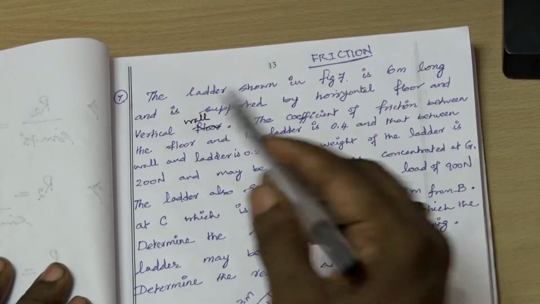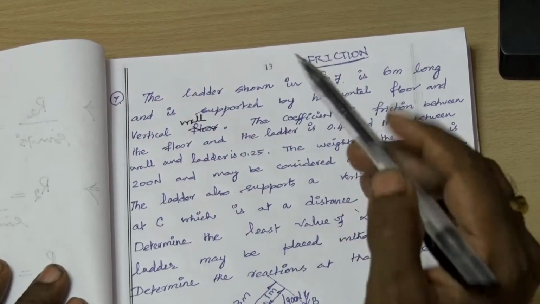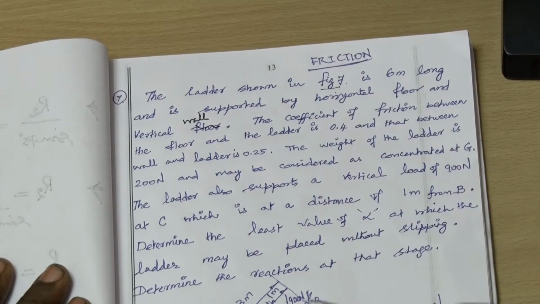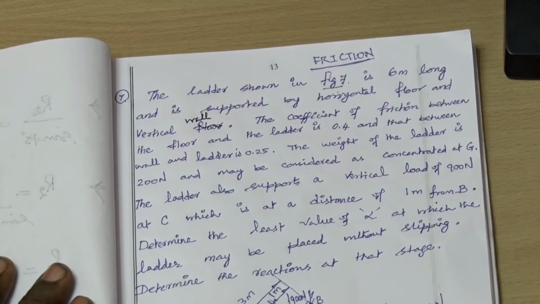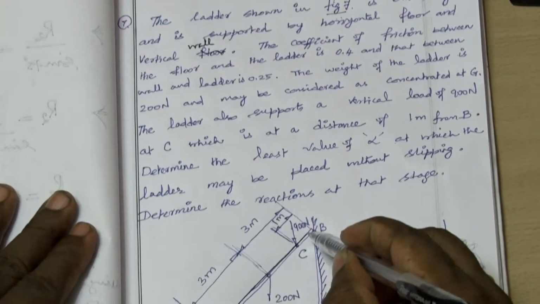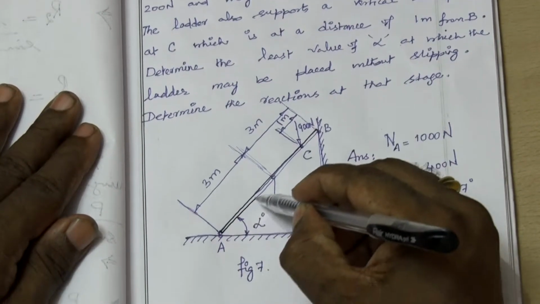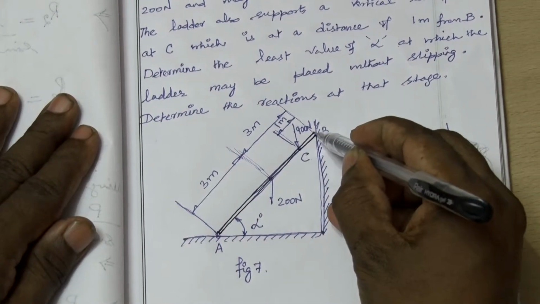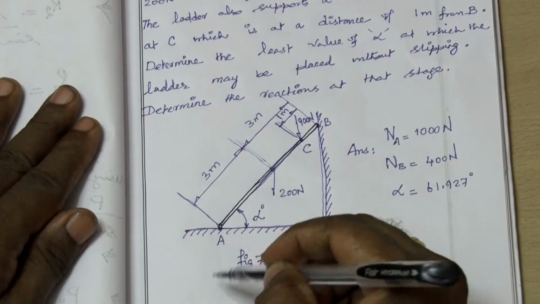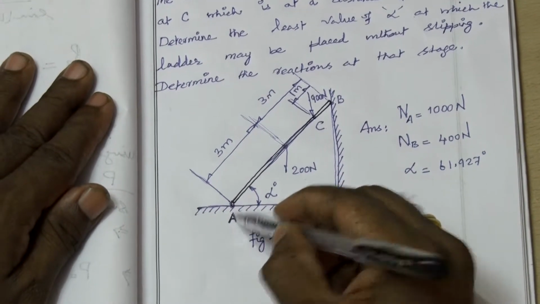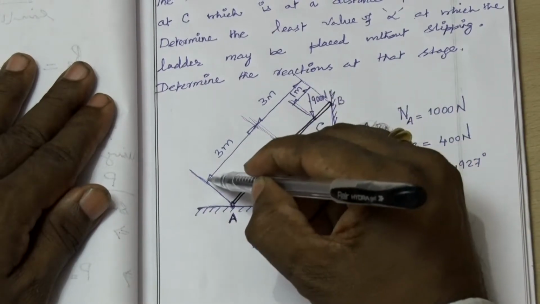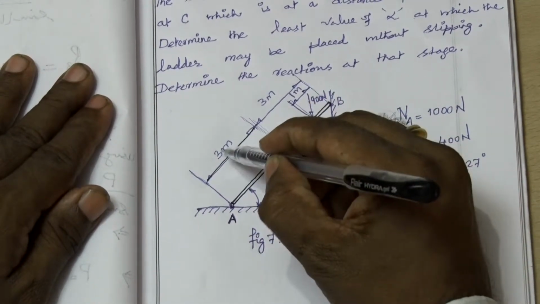Seventh problem. The ladder shown in figure 7. Here is a ladder which leans on a wall at the end B and rests on the floor at end A. Total length of the ladder is 6 meter.